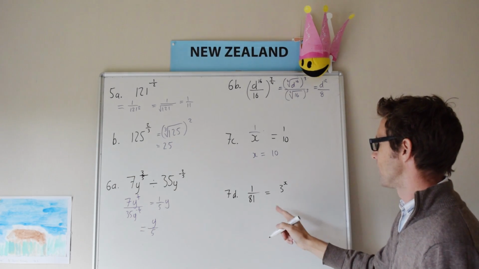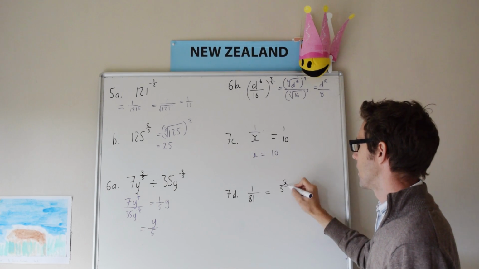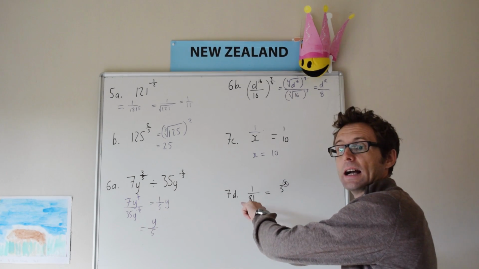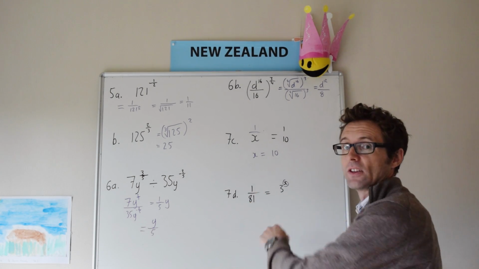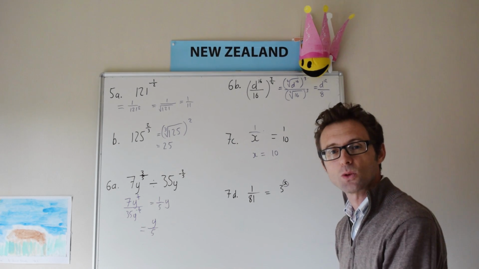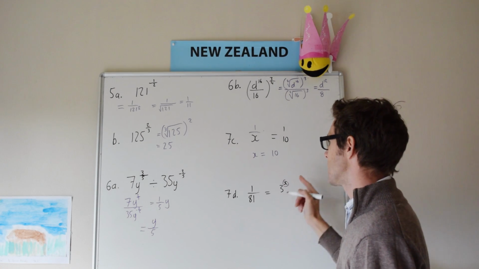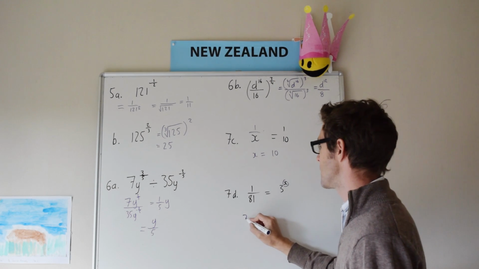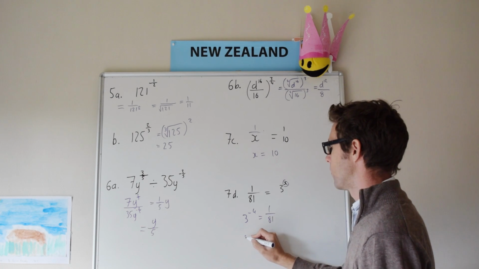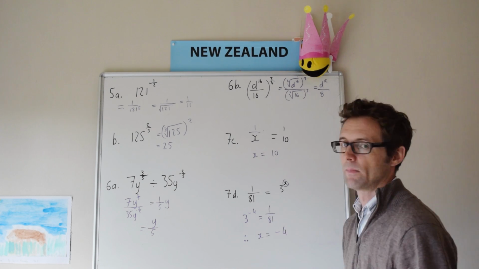This one here, 1 over 81 is equal to 3 to the power of x. We know that x must be a negative number to get a fraction like this. And you know that 3 times 3 is 9 times 3 is 27 times 3 is 81. We know that 3 to the power of 4 is 81, so 3 to the power of negative 4 equals 1 over 81. Therefore, x is equal to negative 4.